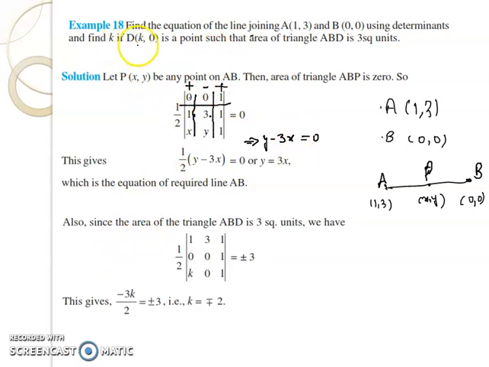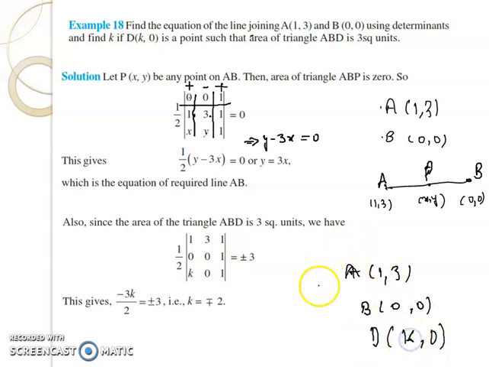Now the second is: find k if D(k, 0) is a point such that the area of triangle ABD is 3 square units. A is (1, 3), B is (0, 0). So I am given one more point D, which is (k, 0). If the area of the triangle formed by these 3 points is 3 square units, then you have to find the value of this k.